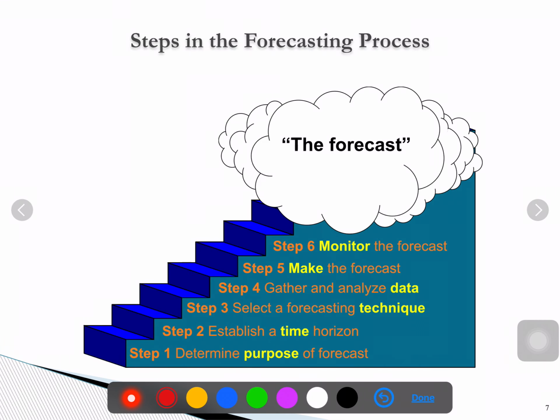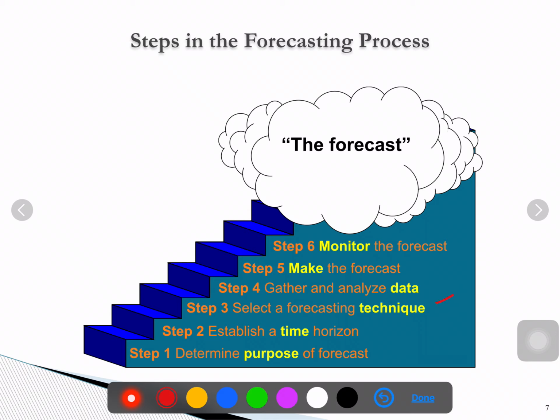Next are the steps in the forecasting process. Here we have around six steps that we can mostly use. First, we have to determine the purpose of the forecast. What is the purpose of the forecast? We have to determine that first. Then we have to establish a time horizon, for 2 years, 3 years, 5 years, or 10 years.